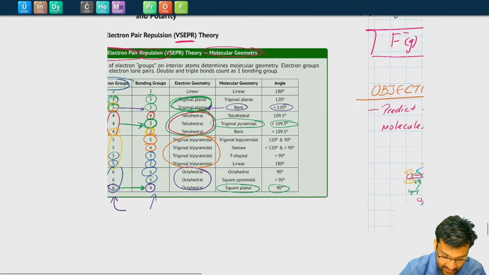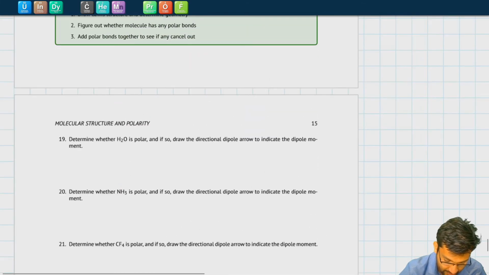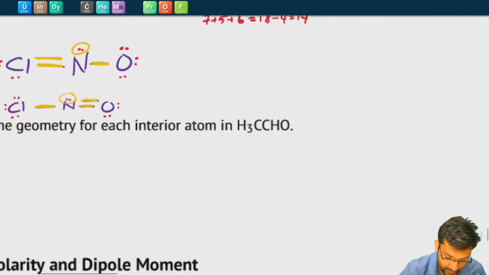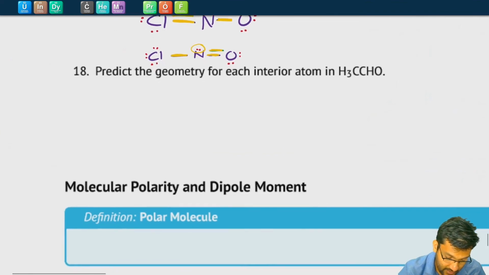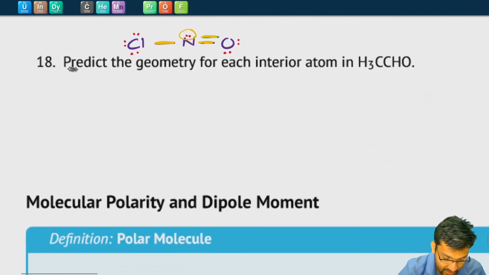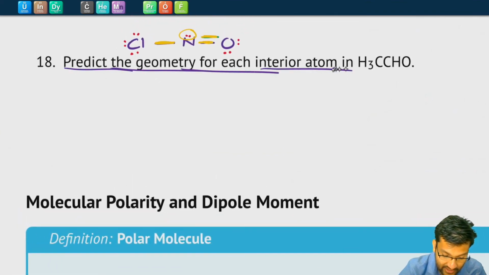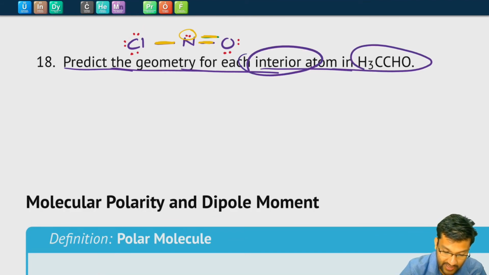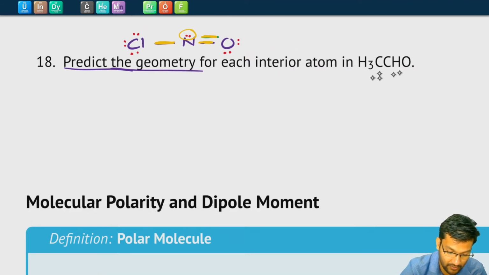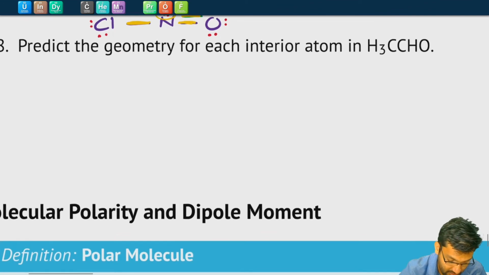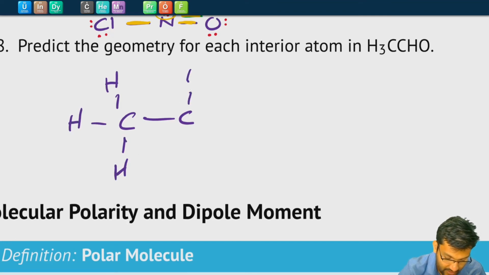All right, let's do the last one. We went too far. Here we go. This complicated molecule, and here they want us to predict the geometry of each interior atom. So interior just means atoms that are not terminal. So let's draw this structure. Carbon, carbon, 3 hydrogens on this carbon, and we're going to put a hydrogen and an oxygen there.